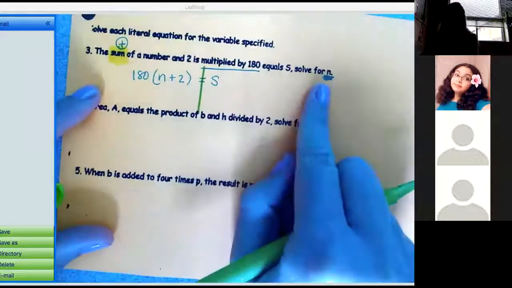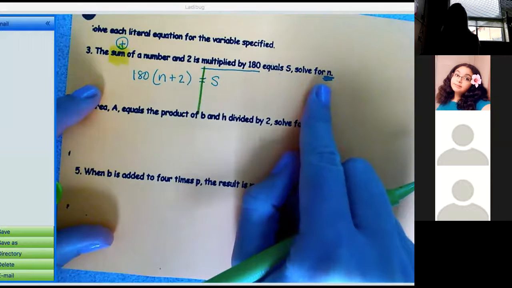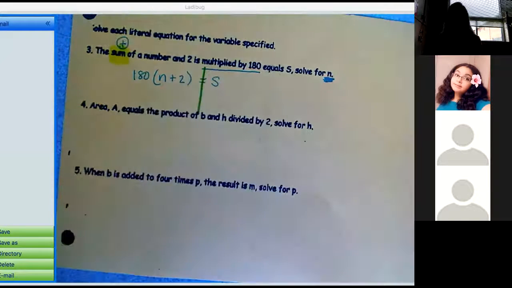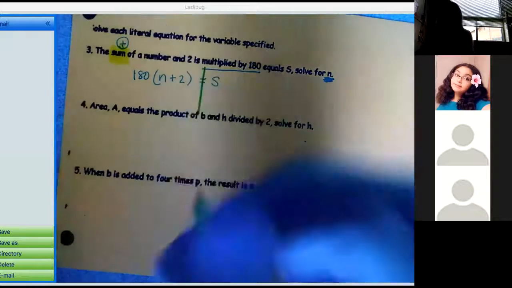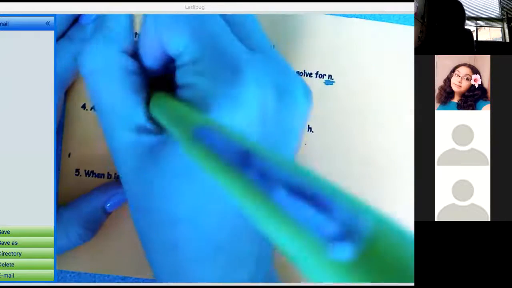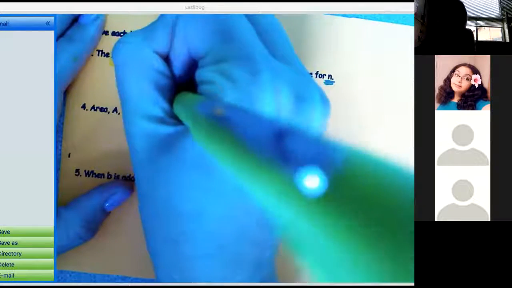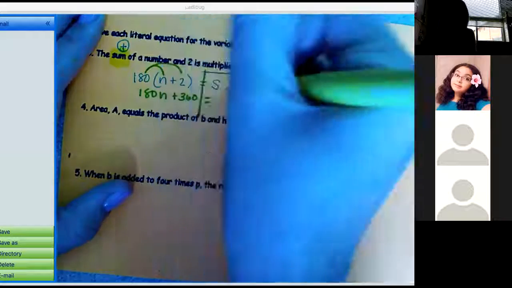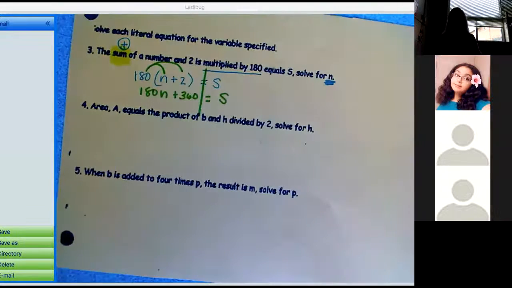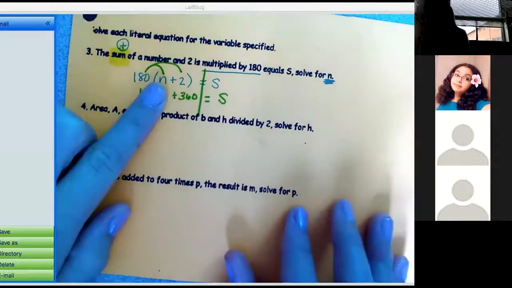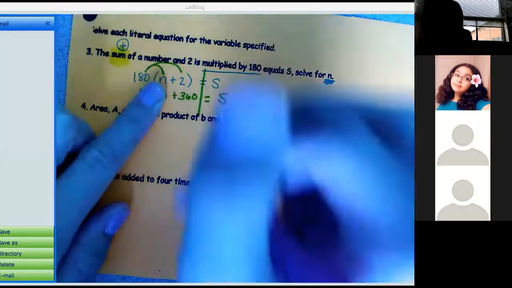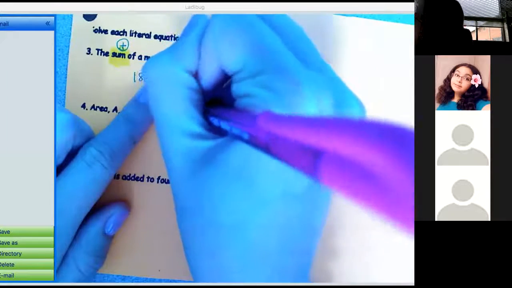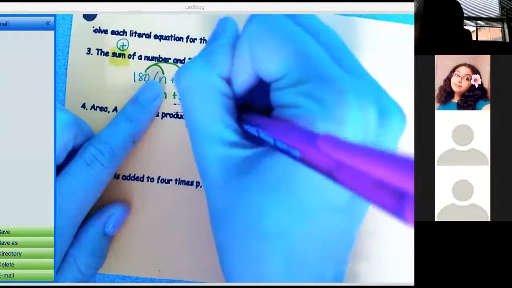We need to solve this for n. So what do I have to do first on the left-hand side? Distribute. Good. Plus, is that 360? Y'all check my mental math. Now, what are we trying to solve for? N. So what do we do to n? Cover it up. What do I need to move? 360. Good. Subtract 360 on both sides.